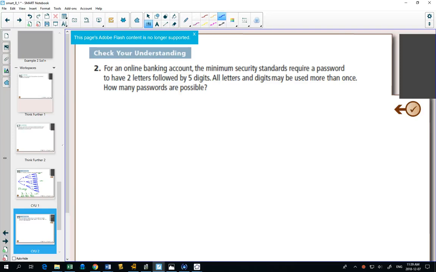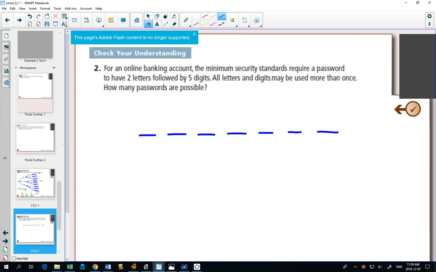For an online banking account, the minimum security standards require passwords to have 2 letters followed by 5 digits. So when picking your password, all letters and digits may be used more than once. How many passwords are possible? This is a fundamental counting principle question because you have decisions to make. You actually have 7 decisions.